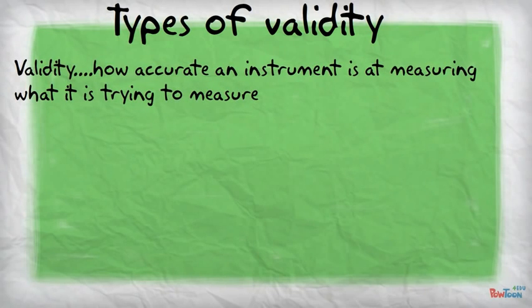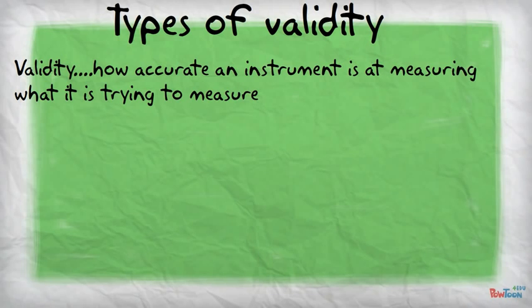Validity is how accurate an instrument is at measuring what it's trying to measure. Let's go back to the weight example. Let's say I hop on my bathroom scale every day, and every day it says that I weigh 120 pounds. That's reliable, that's consistent. But let's say that the scale is off by 50 pounds because I actually weigh 170 pounds. So even though the scale is reliable, it's not valid. It's not accurately measuring how much I really weigh.